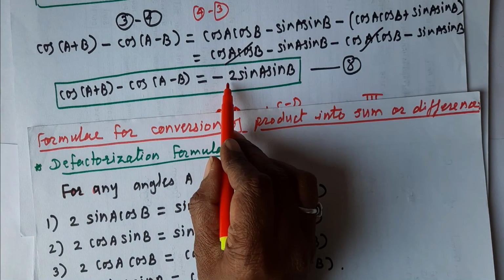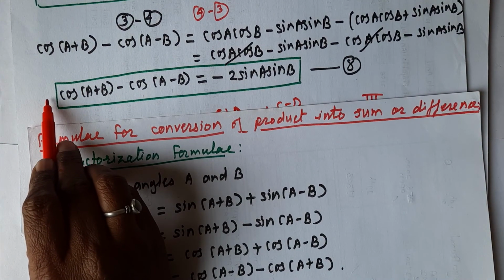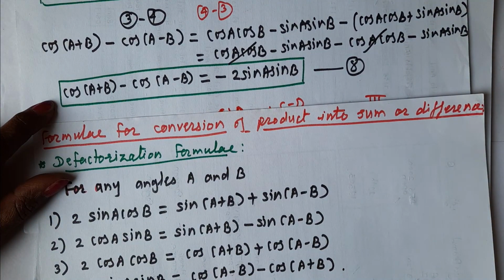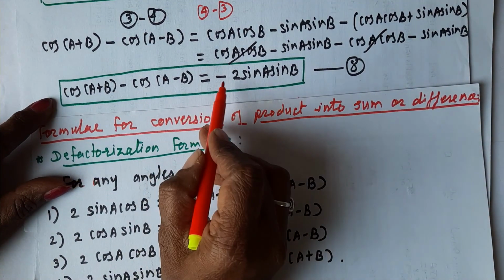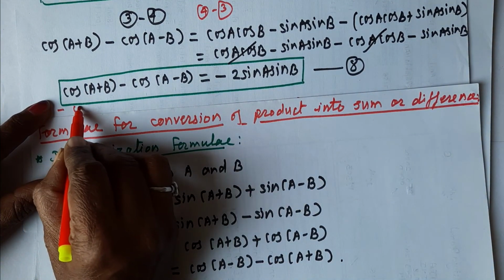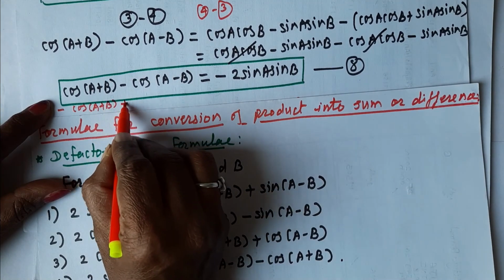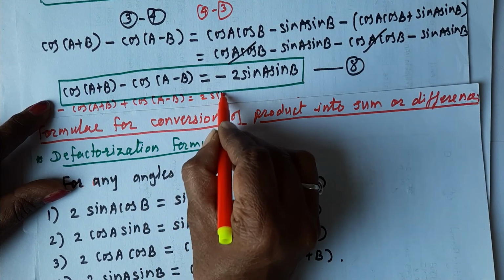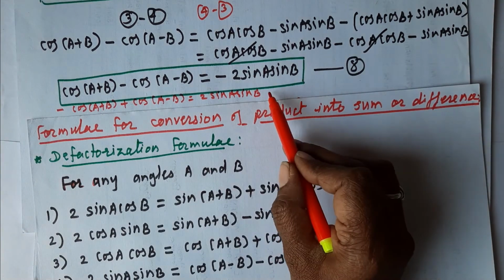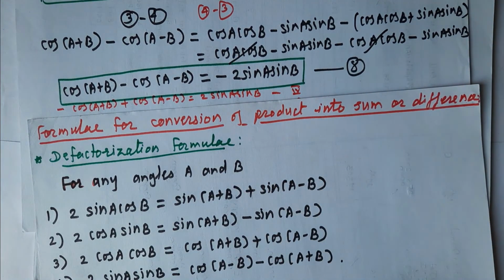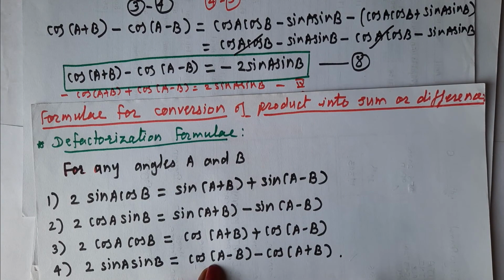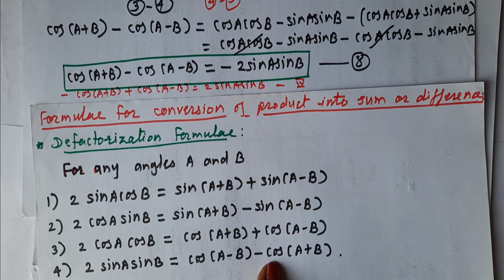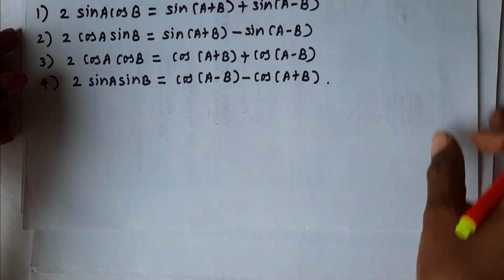Or if you transfer this minus sign to the other side, the first term becomes minus cos A plus B, and the second term becomes minus minus plus cos A minus B, and this becomes 2 times sin A sin B. This is nothing but our fourth defactorization formula: 2 sin A sin B is equal to cos A minus B minus cos A plus B.